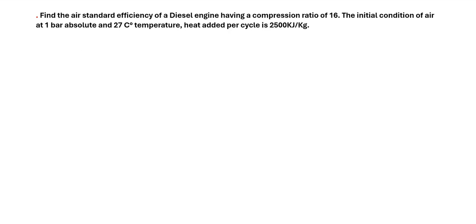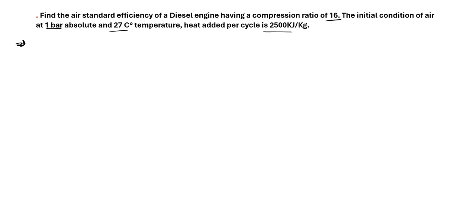So now we are going to solve this question based on the diesel cycle. It has been given that the compression ratio is 16, the initial pressure and temperature values are given, and the heat added is given. And we have to find the cycle efficiency. So let us see how we can find it.